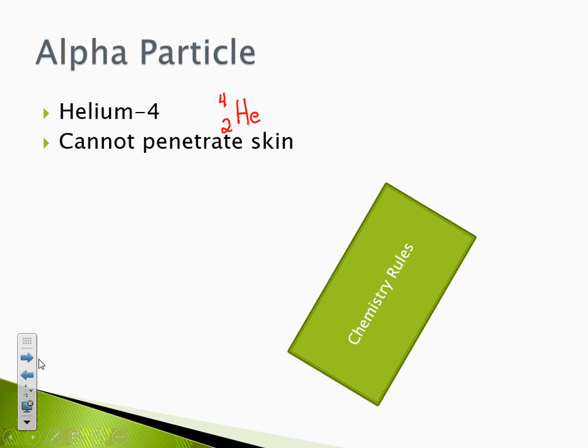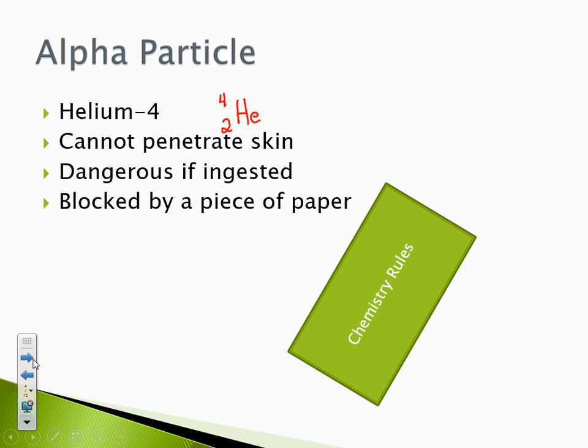An alpha particle cannot penetrate the skin. It is dangerous if ingested because it can ionize other atoms and molecules, which means it can take electrons from them, but otherwise it can't go through your skin. It can also be blocked by a piece of paper. So that's what this little box represents.